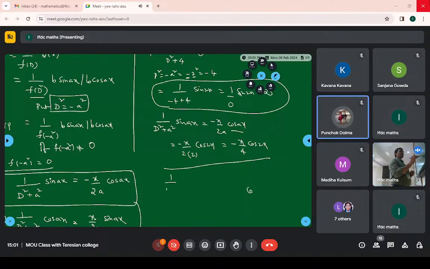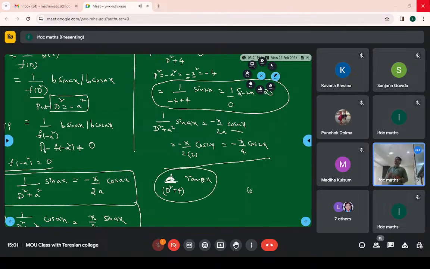For example, my question is d square plus 4. Okay, 1 by d square plus 4 into tan ax or tan 2x. Tan 2x is there. Such cases, anything. So this is one important formula available. This also, if we know it, well and good, especially when this kind of tan, cot, secant comes.